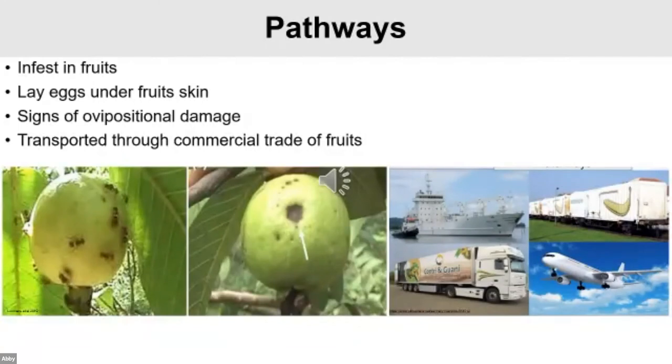Bactrocera invadens is transported from one place to another by infesting fruits, laying eggs under the fruit skin, and then, as you can see there with the pointer, the sign of oviposition damage is a depression on the fruit. Then they are transported through commercial trade of fruits from one place to another. That is one of the pathways of Bactrocera invadens.